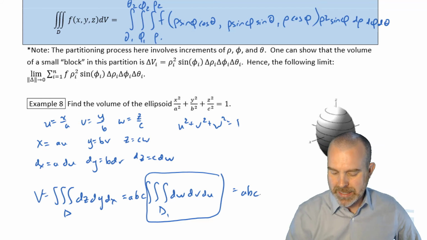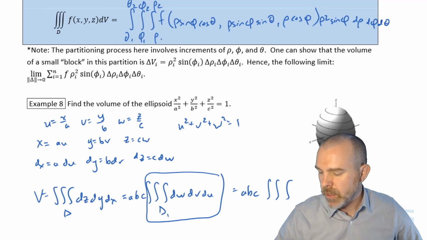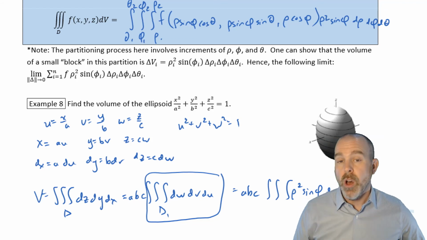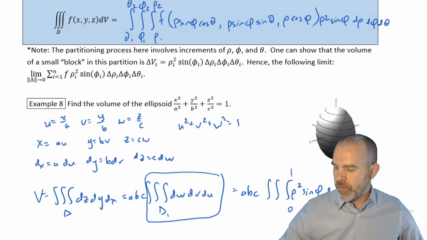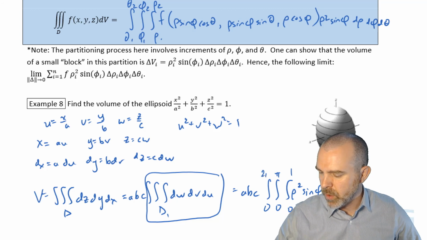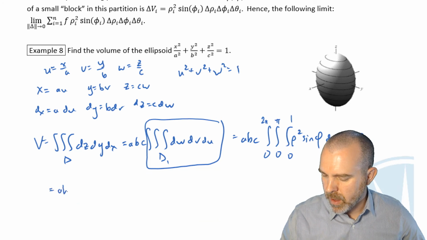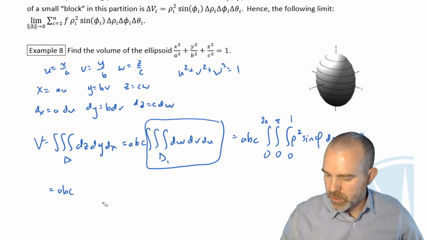So that would be a, b, c times the triple integral over a sphere of radius 1. In spherical coordinates, we're going to do a triple integral of rho squared sine phi d rho d phi d theta. Rho, with radius 1, is going to go from 0 to 1. We're going to do a sphere, so phi is going to go from 0 to pi. And then we need to go all the way around, so theta goes from 0 to 2 pi. Okay. This looks like a rough integral, but actually isn't too bad.